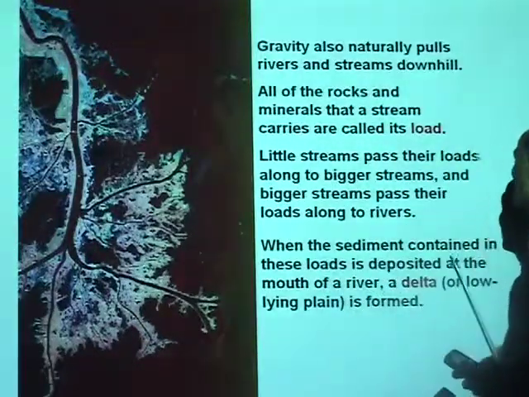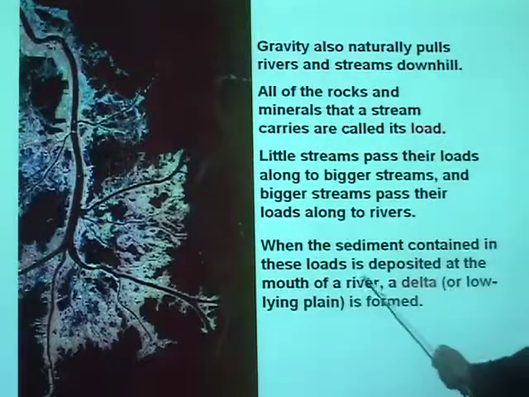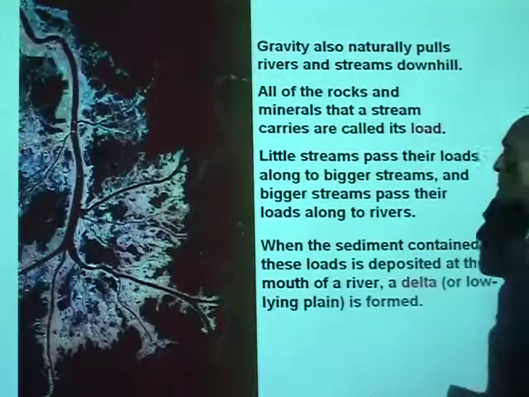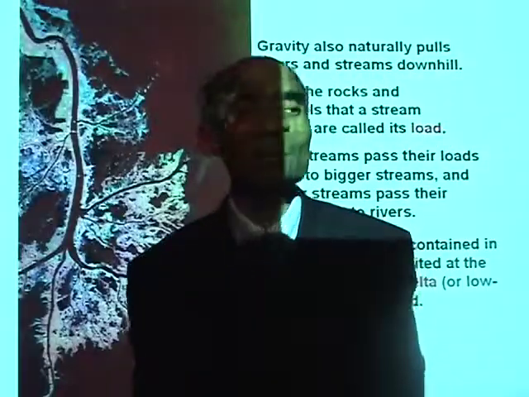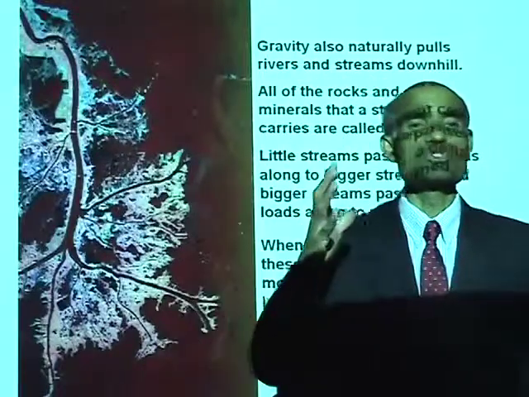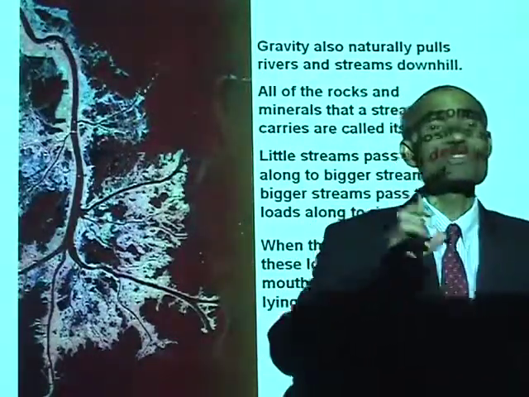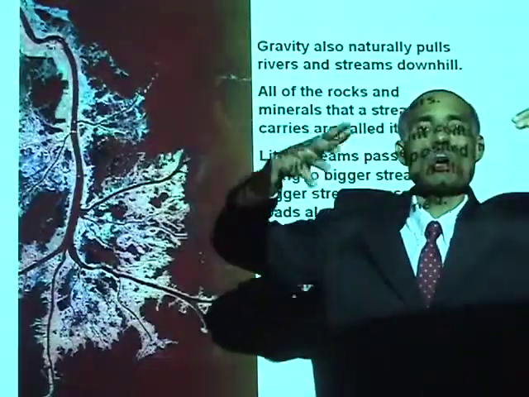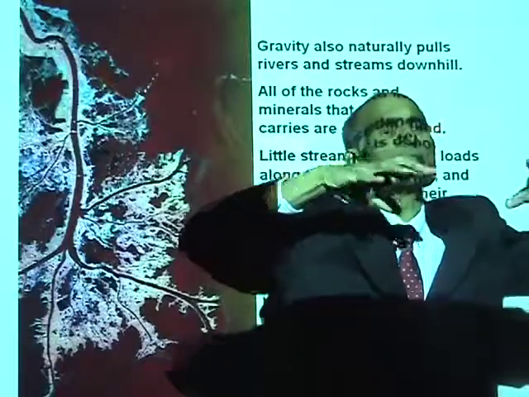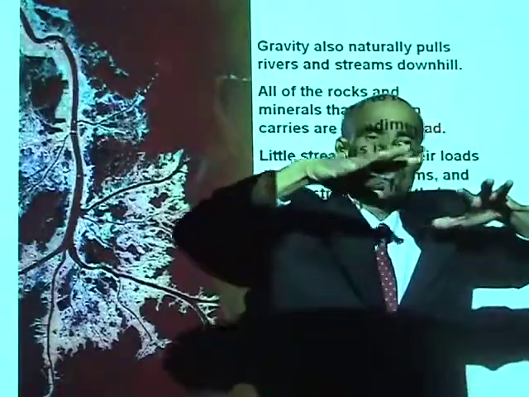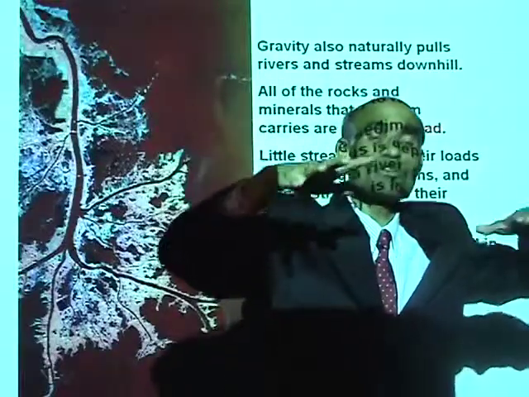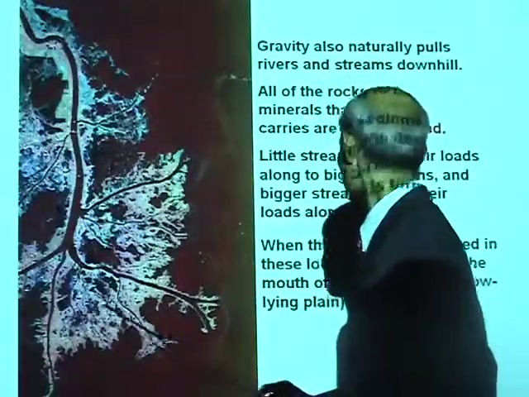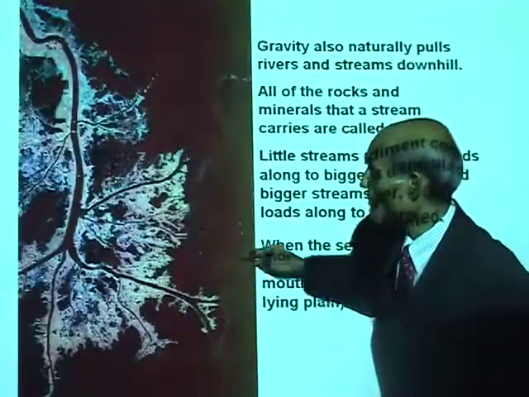When the sediment contained in these loads is deposited at the mouth of a river, a delta or a low-lying plain is formed. If you go down to a place where a river joins with the sea, you can see the example of this delta. The river will be carrying a whole lot of this load, and just before the river water joins with the sea, you can see all these sediments get deposited. You get a delta formed. Now, this is a good example of a river delta.